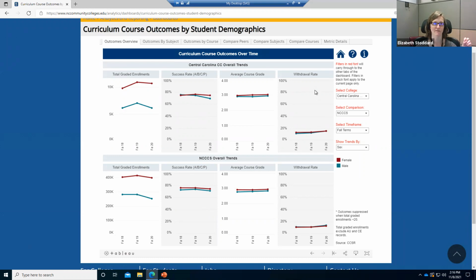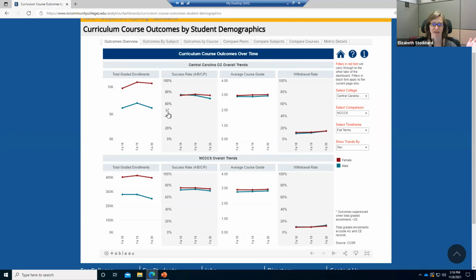So my office takes a number of measures to protect student privacy when we're displaying any sort of sensitive information on a dashboard. And one of those measures is that if there are fewer than 20 students or fewer than 20 enrollments in a course or in a group that we're looking at, then we don't show the data for that group. And I'll show you what that looks like in a couple pages, but I just wanted to mention that. And that's noted on the dashboard here that outcomes are suppressed. We're not showing the data when the total graded enrollments is less than 20.